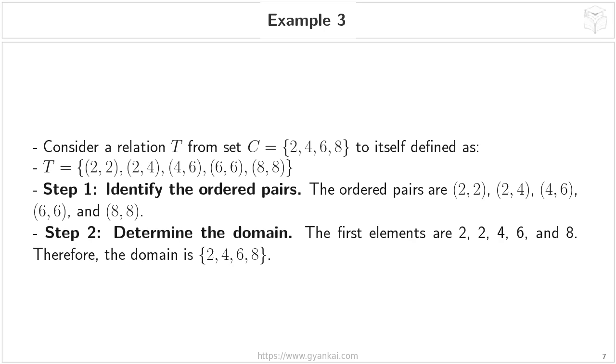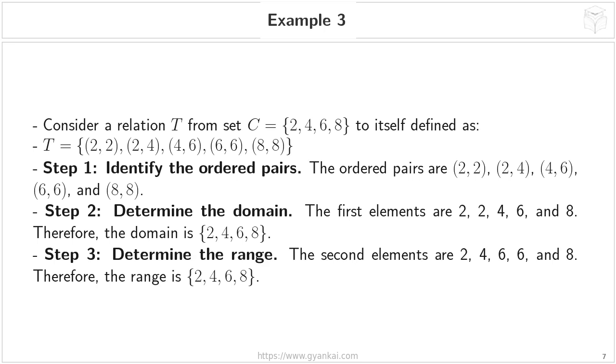Step 1. Identify the ordered pairs. We've already done that. They are (2, 2), (2, 4), (4, 6), (6, 6), and (8, 8). Step 2, determine the domain. Remember, the domain is all the first numbers in each of those ordered pairs. So if we just list them out, we have 2, 2, 4, 6, and 8. But, and this is important, we only list unique elements.